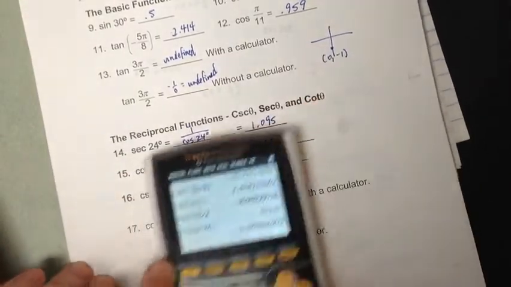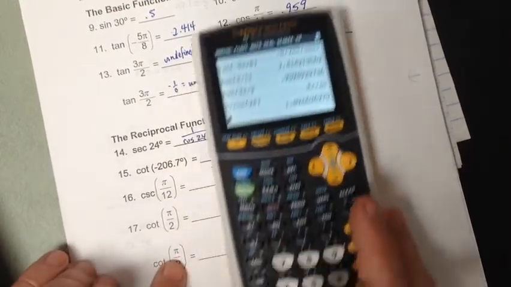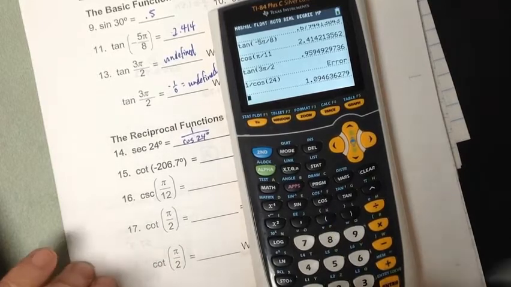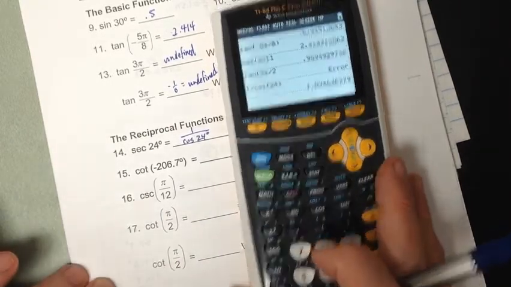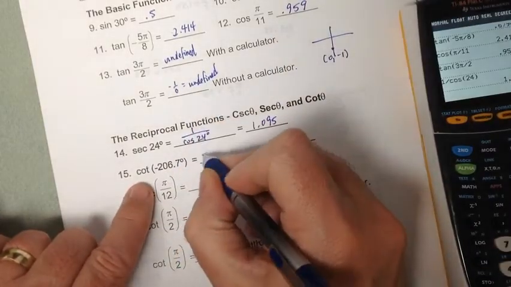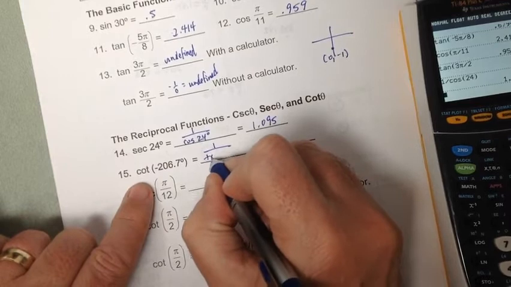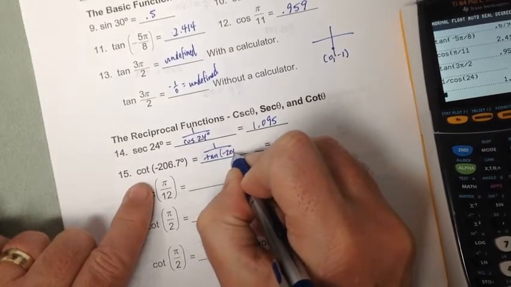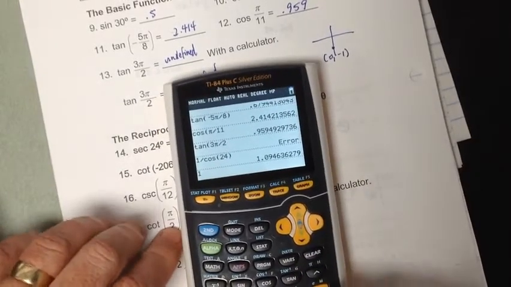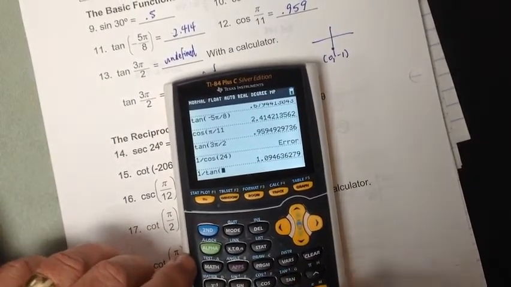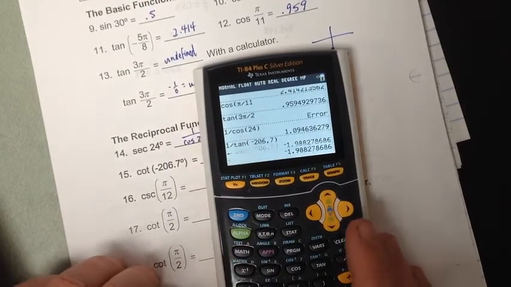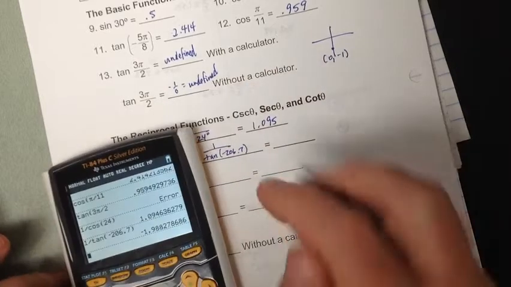Notice we don't use the little cosine to the negative 1. That is not secant. That is inverse cosine, which will come up later. Okay? Cotangent of negative 206.7. This is the same as 1 over tangent of negative 206.7. So 1 divided by tangent negative 206.7, and I get negative 1.988.